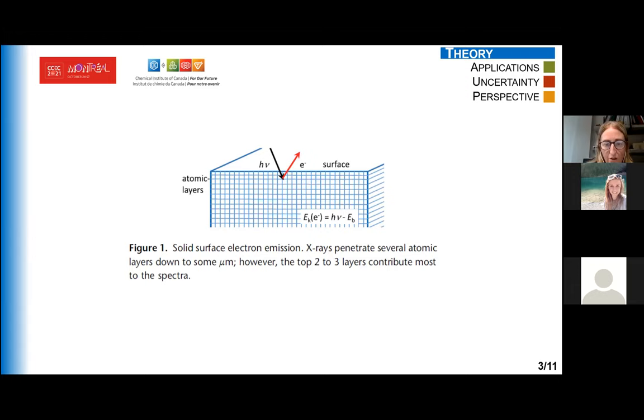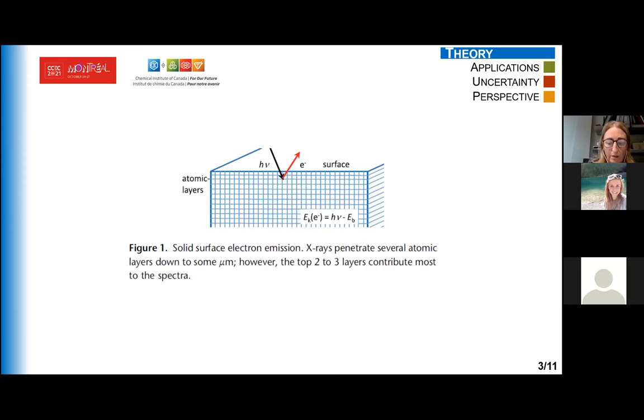The technique works just with X-rays. They are called soft X-rays. They're not so hard like the classical X-ray diffraction. So they are very soft X-rays that can penetrate only some atomic layers. And this is why it's a surface technique and not a bulk one. This means that we have information about the first two, maximum three layers. And so we can have real information about the surface composition of one material.